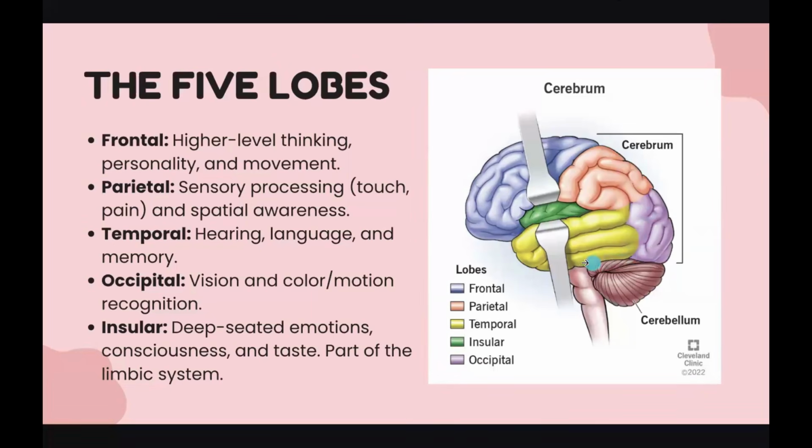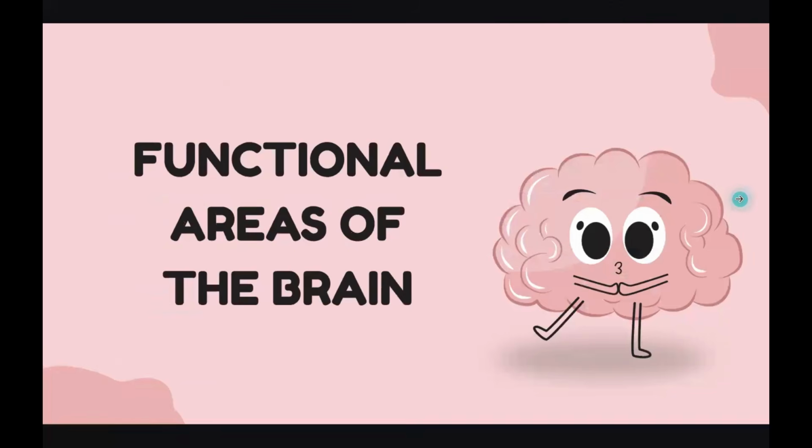And lastly is a deep lobe. It's a deeply situated lobe called the insular, and it's all about your emotions, your consciousness, and your taste. It's also part of the limbic system. We'll not be talking much about the insular. We'll be talking more about the frontal, parietal, temporal, and occipital, inshallah.